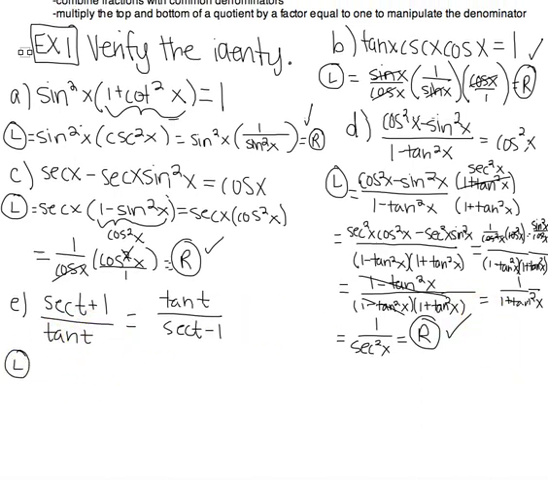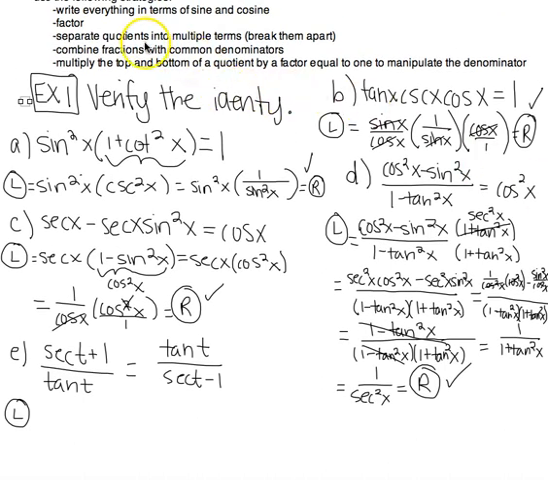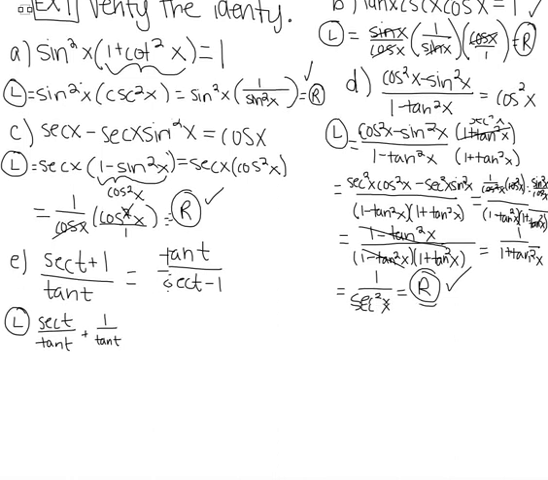When I look at my strategies, I'm going to start with separating quotients into multiple terms. So I have secant t plus 1 over tangent t. That means both of these items are divided by the same thing. So I'm going to separate it into secant t over tangent t plus 1 over tangent t. So that's a new strategy being used here.